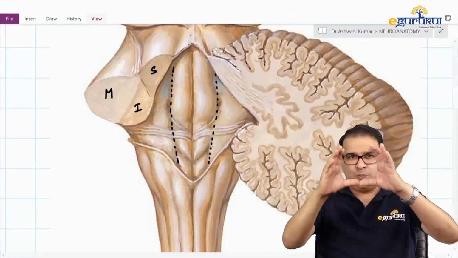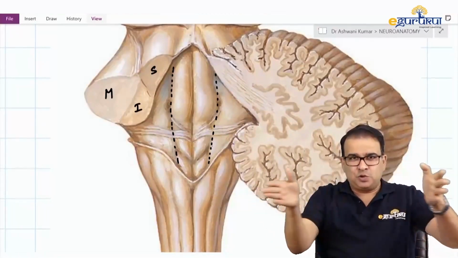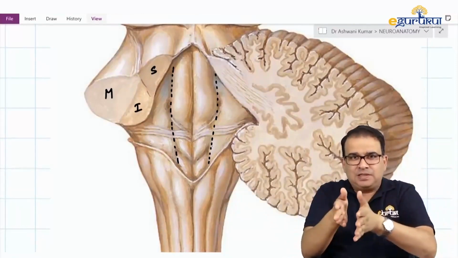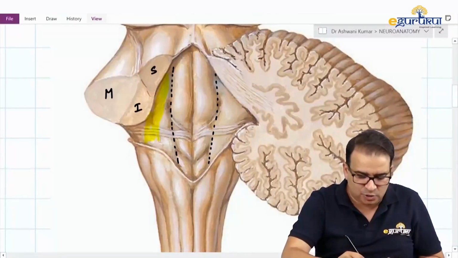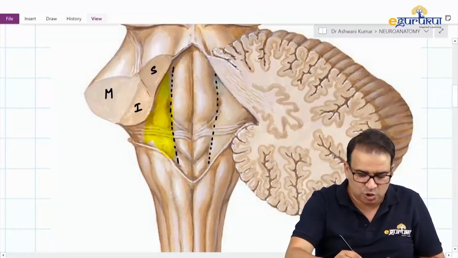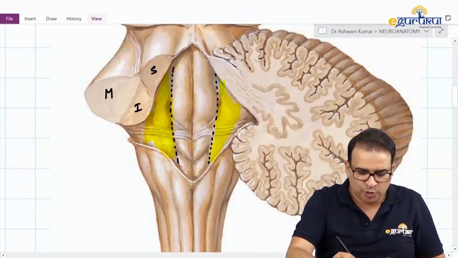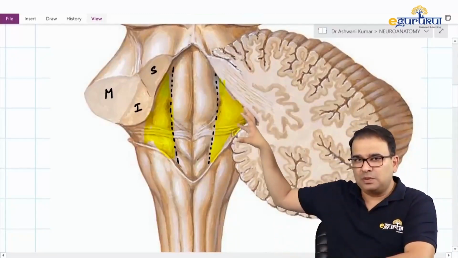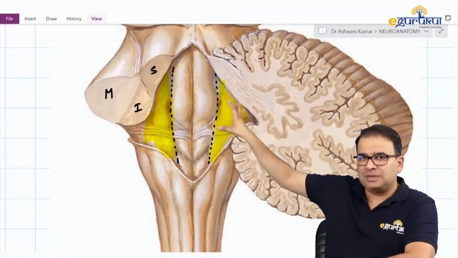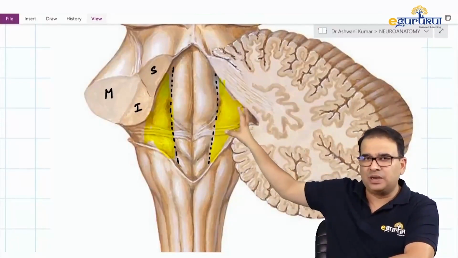So when the neural tube opens, we said the alar plate is the one which goes toward the lateral side and the basal plate is toward the medial side. That means the one toward the lateral side, lateral to the sulcus limitans, is going to be the alar plate. And I hope you remember the alar plate was sensory. So the nuclei which will be present deep to this alar plate will be sensory nuclei. Whatever it is, it will be sensory nuclei.